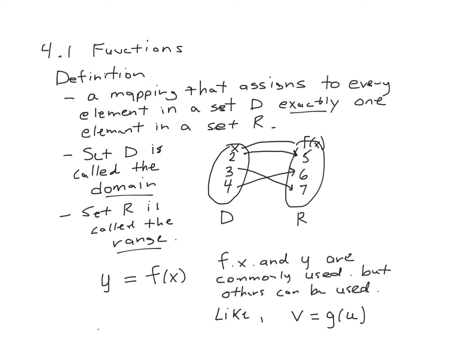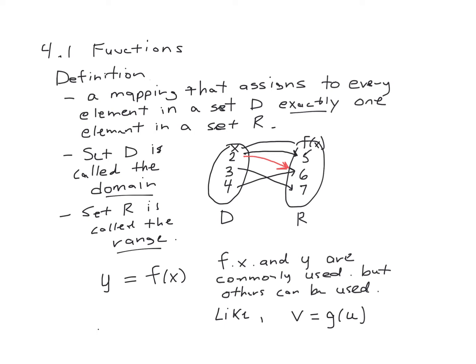If I would add a point and also map the 2 to the 6, now this would no longer be a function because the input of 2 has two different outputs, or two different elements of the range.